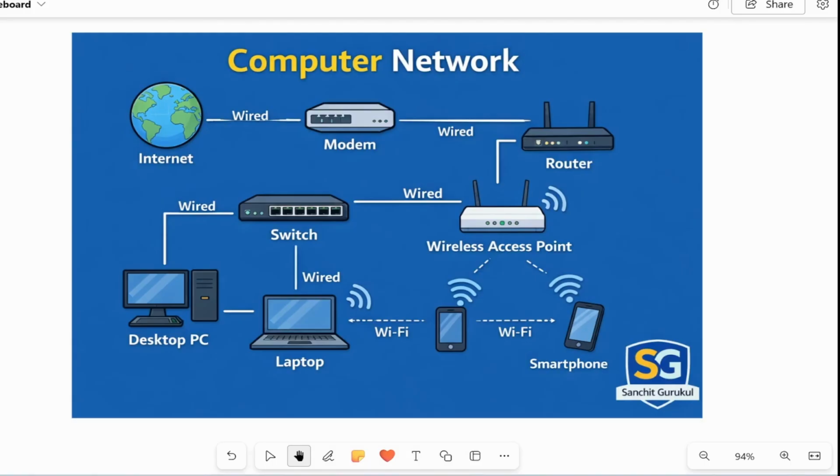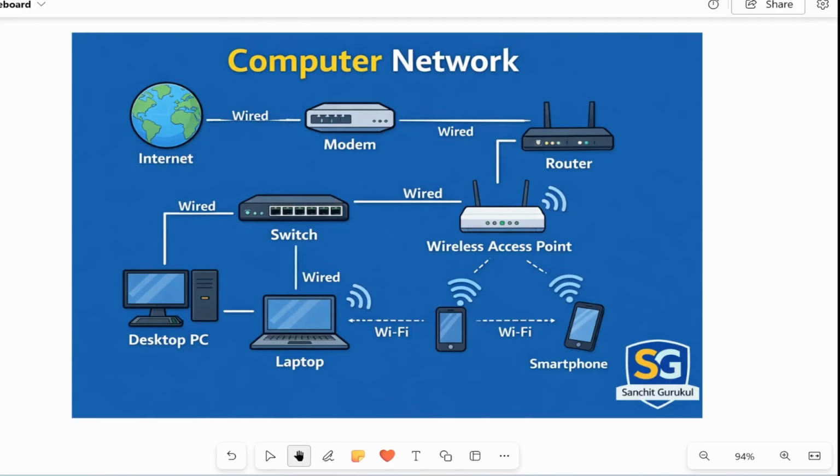Now we will understand where computer networks are used. Computer networks are used everywhere. They are used at home for Wi-Fi. They are used in offices and schools, in college campuses. They are used in banks, hospitals, and data centers. The internet is the biggest computer network in the world, which connects different regions and different continents.